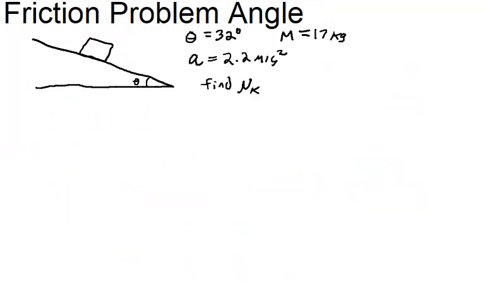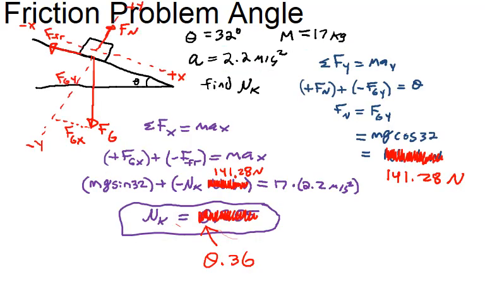All right, so now that we've done that, let's see how we do here. If we know the acceleration down the ramp is 2.2 meters per second squared, the angle of the ramp is 32 degrees, and the mass is 17 kilograms, we want to find the coefficient of kinetic friction. So go ahead and pause the clip and work through this. Draw the free body diagram first, then set up some of the forces and your trig, and when you're ready to check, you can hit play to continue.